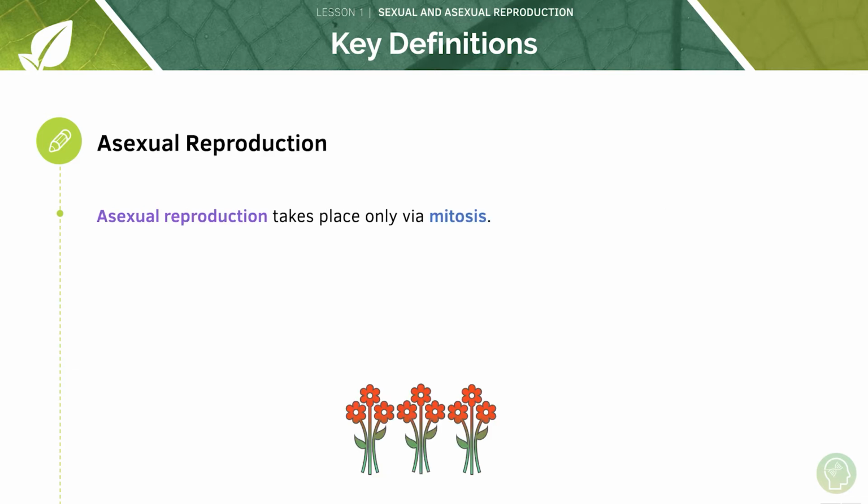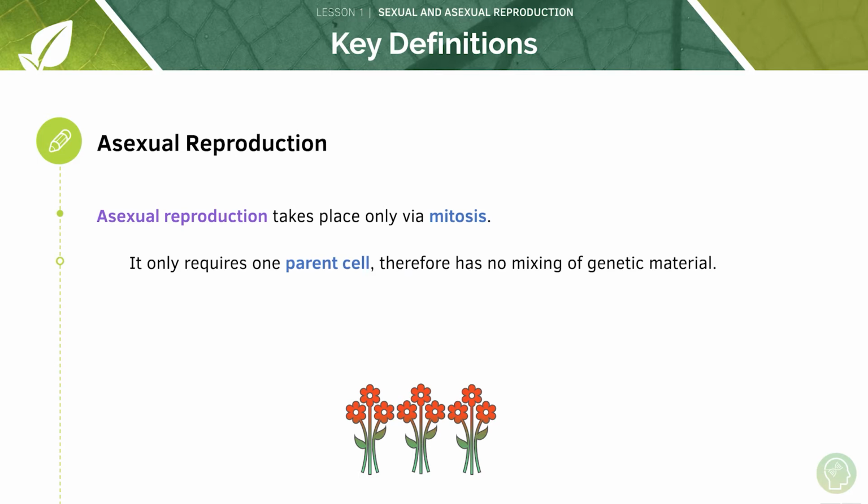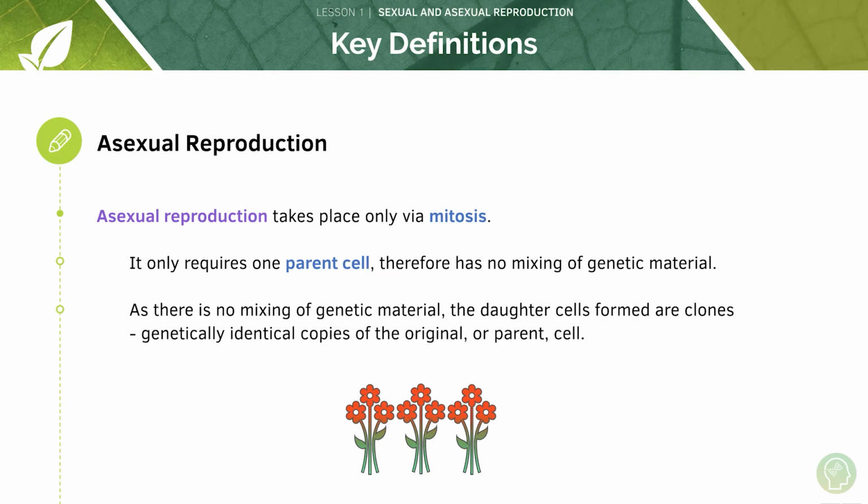Now, asexual reproduction itself, so one of the two types of reproduction, takes place only via mitosis. It only requires one parent cell, therefore has no mixing of genetic material, which is why we get identical daughter cells to the parent cell, because there is no mixing of genetic material. An exact copy of the parent cell's genetic material is passed on to the daughter cells.